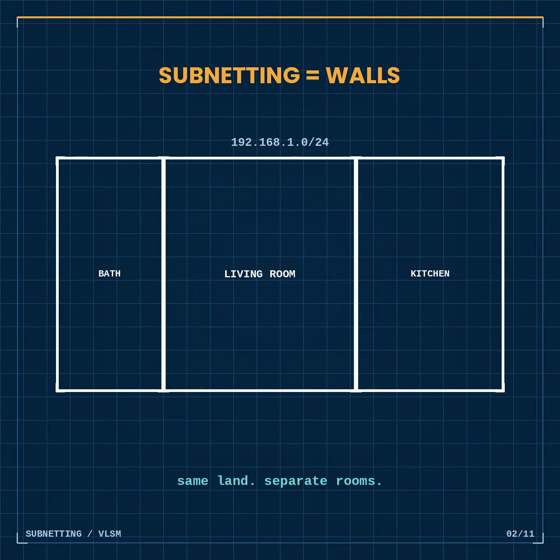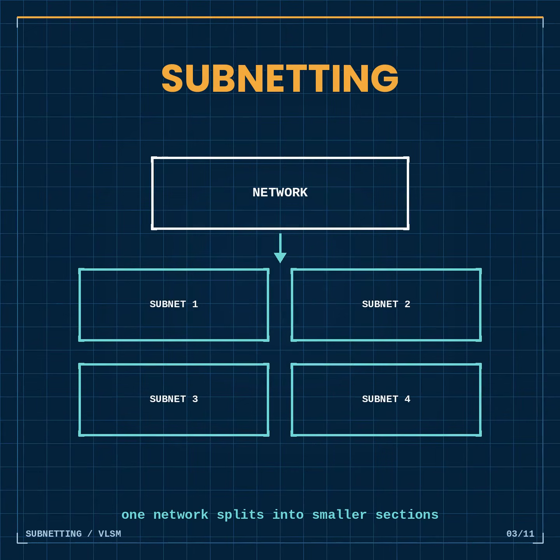Now you decide to build a house on that land. Instead of leaving it open, you put up walls and create rooms, a bathroom, a living room, a kitchen. They're all still on the same plot of land, but now there's privacy and structure. Someone in the bathroom can't see what's happening in the living room, even though they're just a few feet apart. That's exactly what subnetting does to a network.